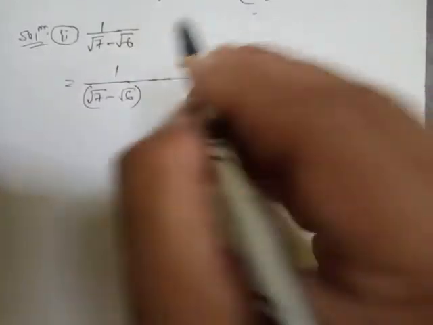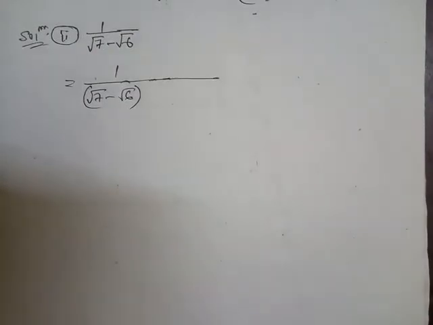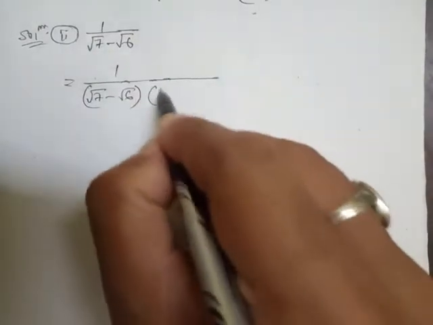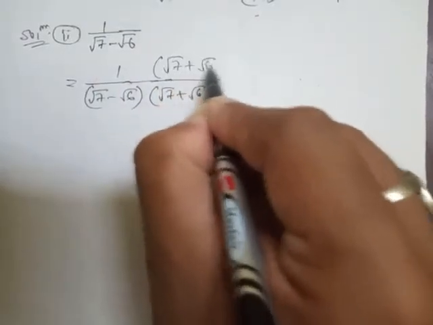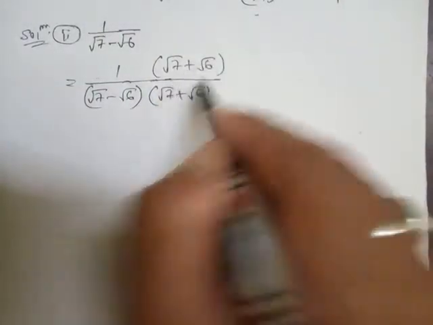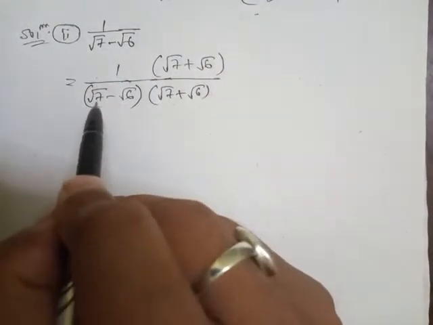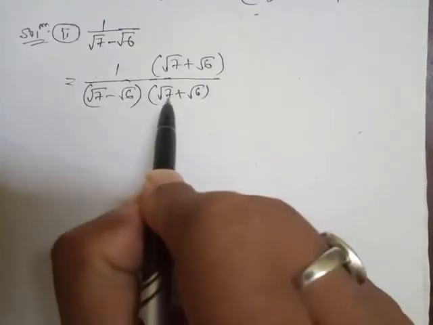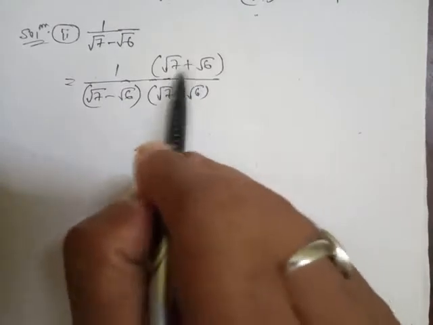So the same value will be multiplied with the numerator and the denominator, but the sign will be opposite, which means root 7 plus root 6 here and root 7 plus root 6 here also. Now if we cancel these two, we'll get 1 by root 7 minus root 6 again. This is called the rationalization. If there is a minus b, then there should be a plus b. But if there is a plus b, then there should be a minus b, like this.